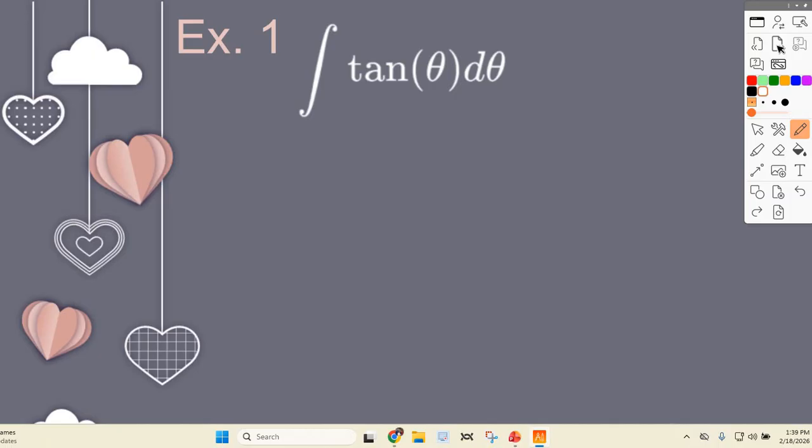So tangent is one of our trig functions. If I don't have a rule for that, then I need to do something else to it. So how can I rewrite tangent? Sine over cosine.